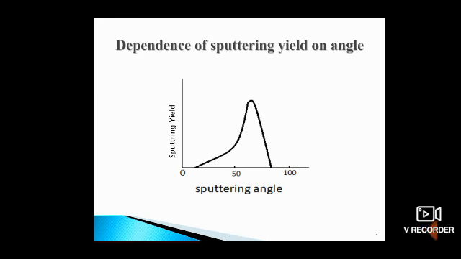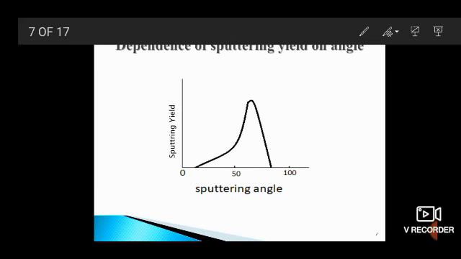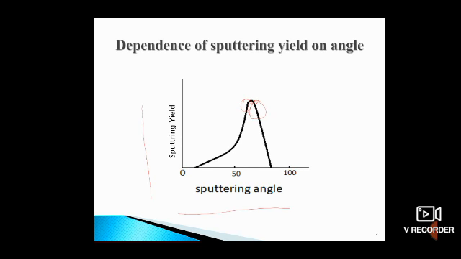And the sputtering yield is also found to depend on the angle of sputtering. So the yield has a maximum around 70 degrees. This is evident from a typical experimental plot of the yield versus angle. This is the figure. You can see here sputtering yield and sputtering angle. And the energy required for sputtering at oblique incidence is found to be less than for normal sputtering.